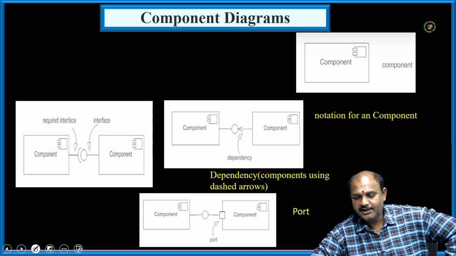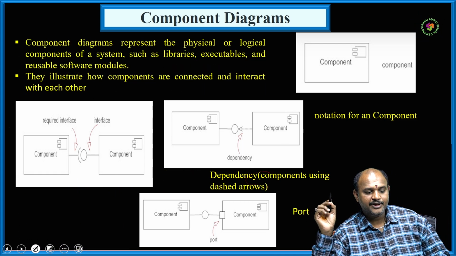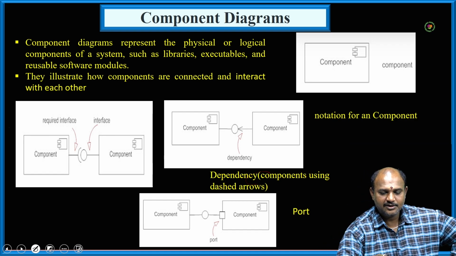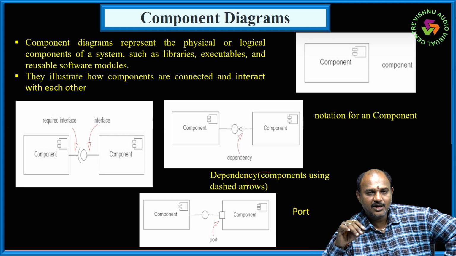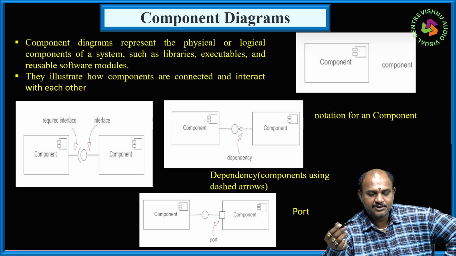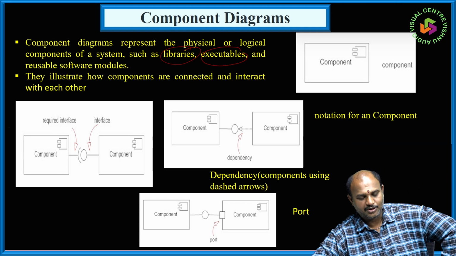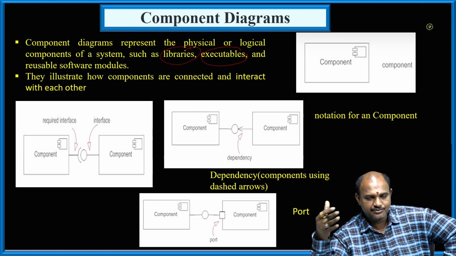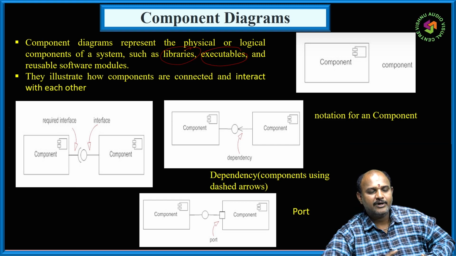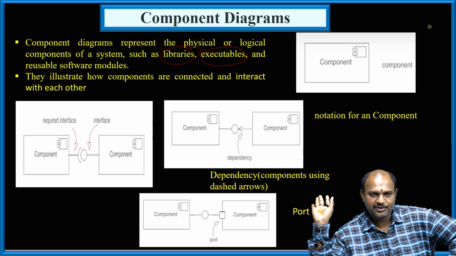So here is the component diagram. Component means, as I already explained, a physical or logical component of the system, either libraries, executables, and the reusability of software modules. That means whatever elements you use to develop an application are called components. That is basically how you can understand it.